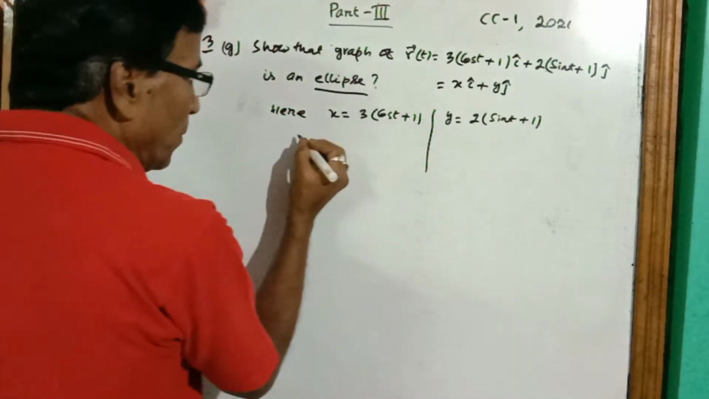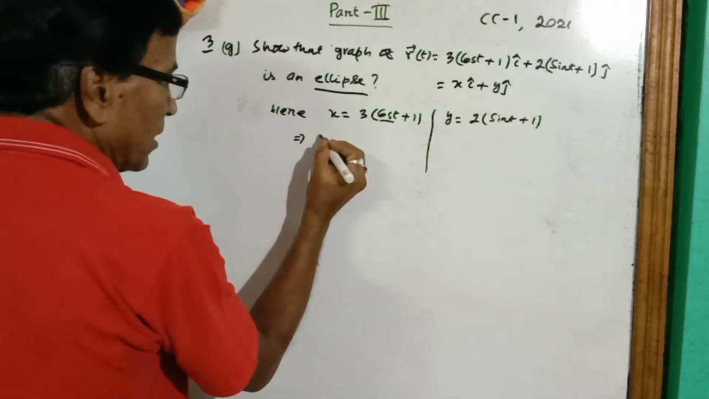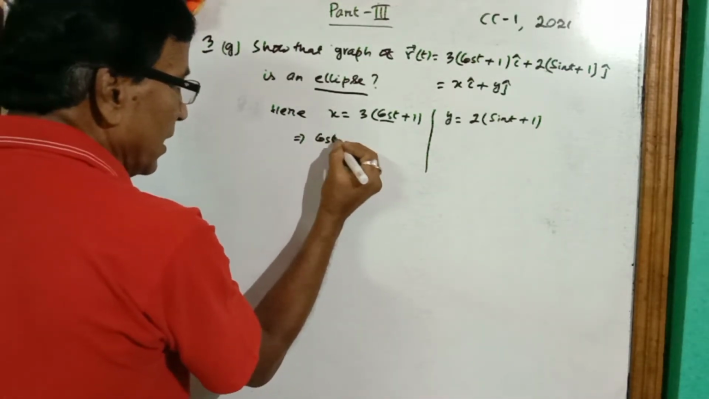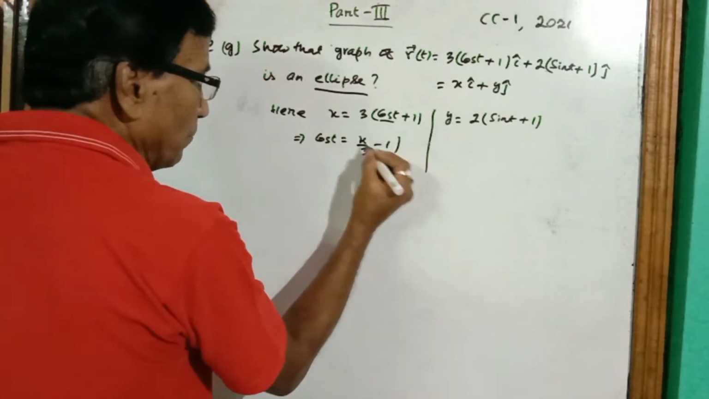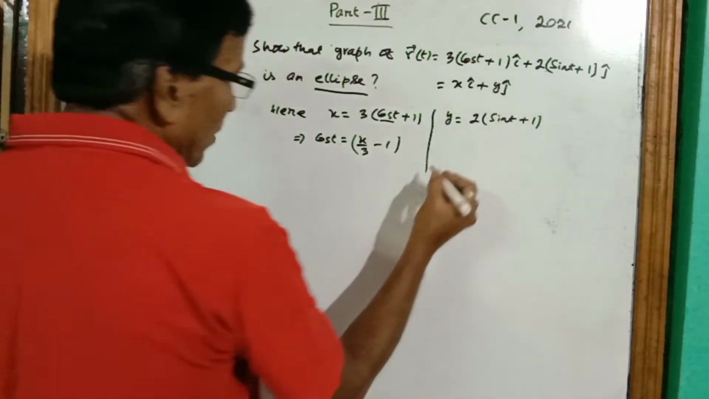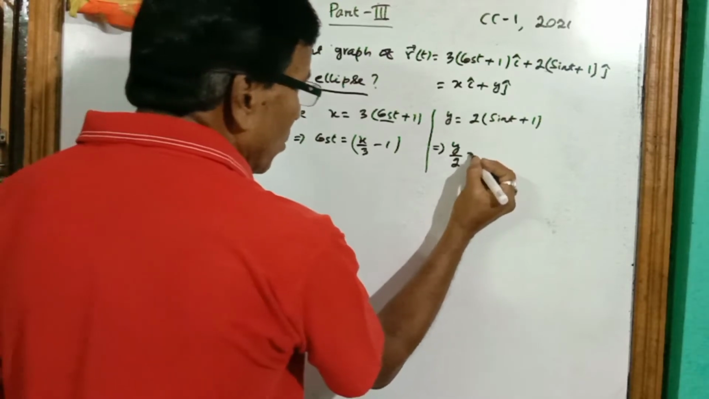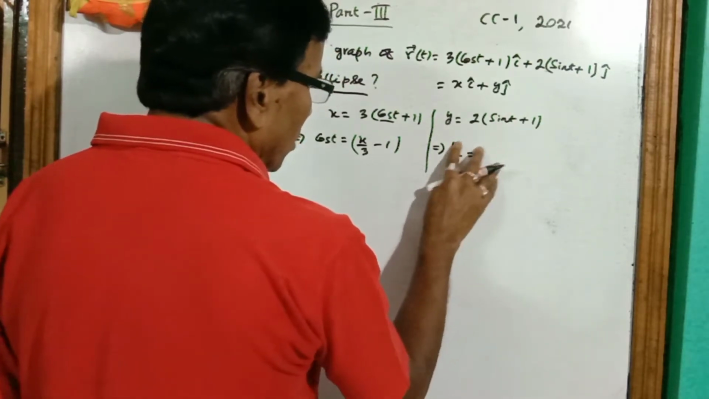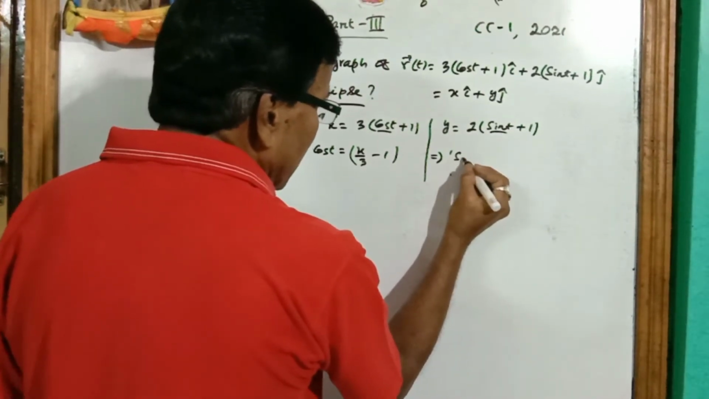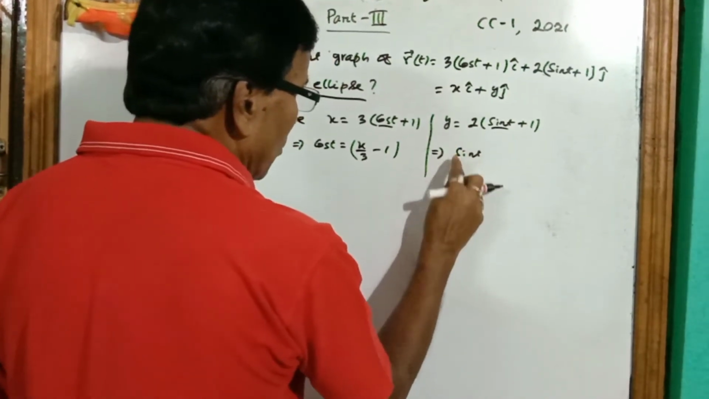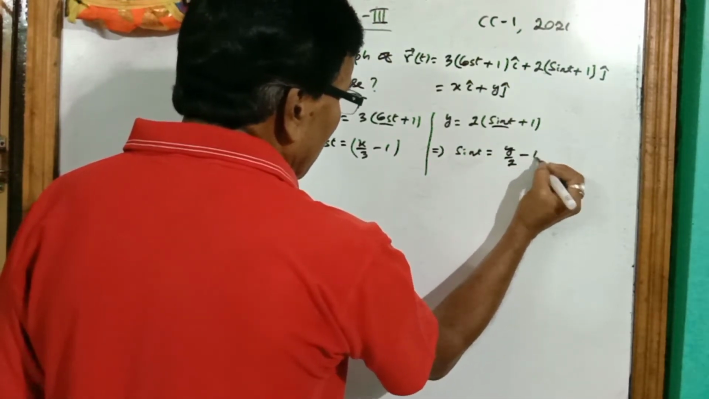So from here we can find the value of cos t. cos t is equal to (x − 1)/3. Similarly, from here you can find the value of sin t directly. So sin t is equal to (y − 1)/2.